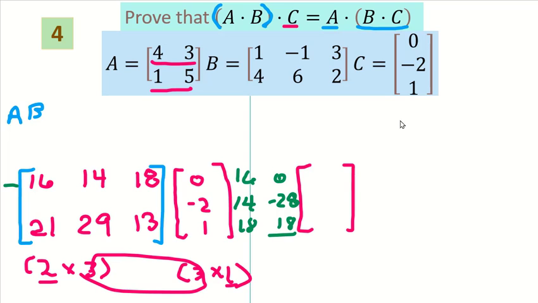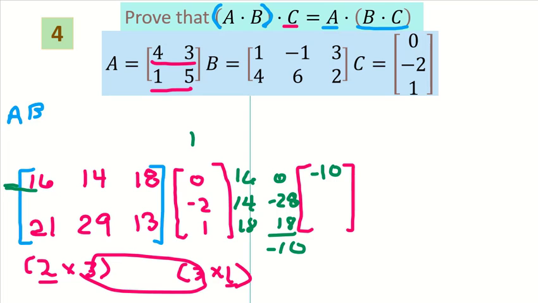Add those three numbers together. And then -28 plus 18 is -10. So that's going to be first row times the first column. So -10 goes in the first row, and we only have 1 column right here.